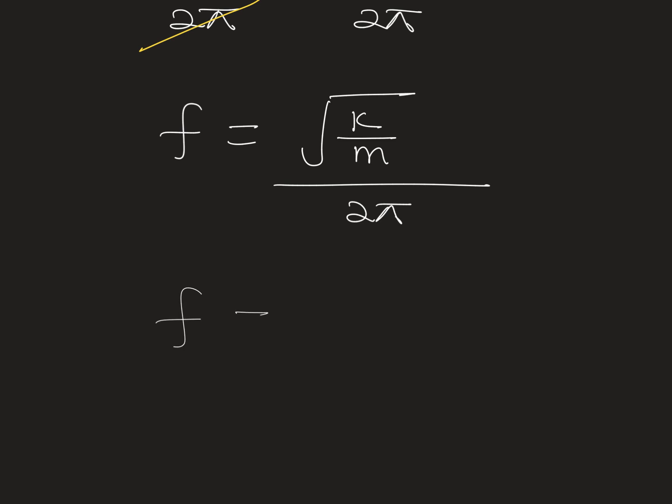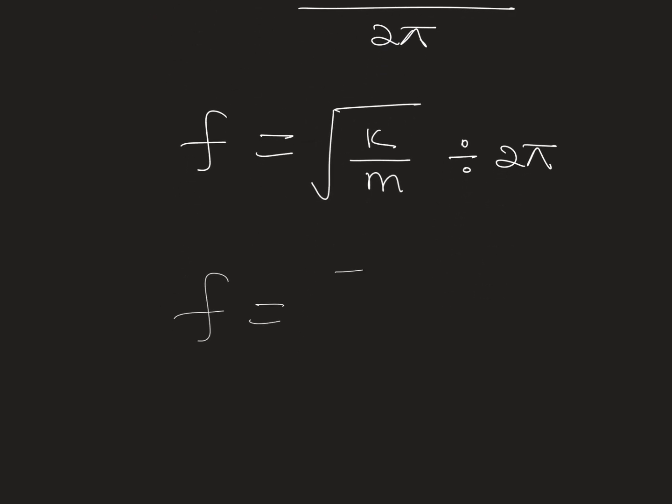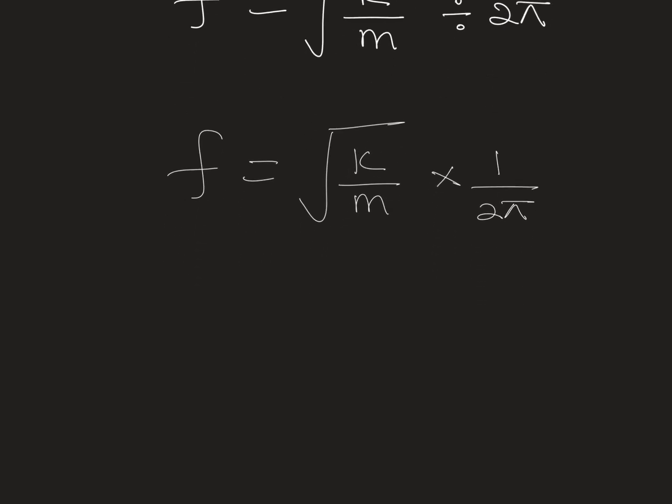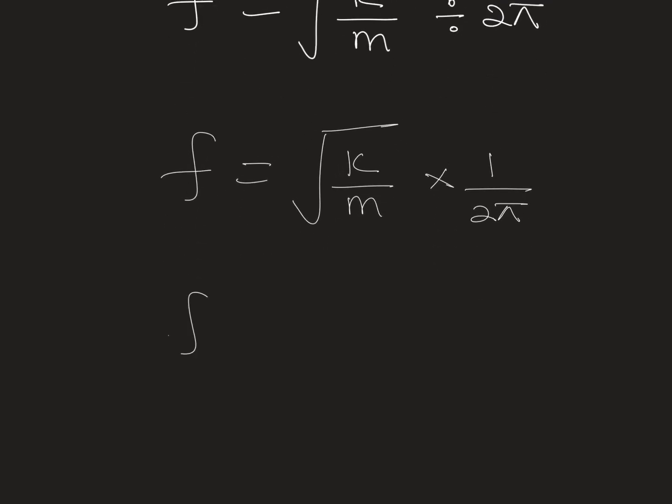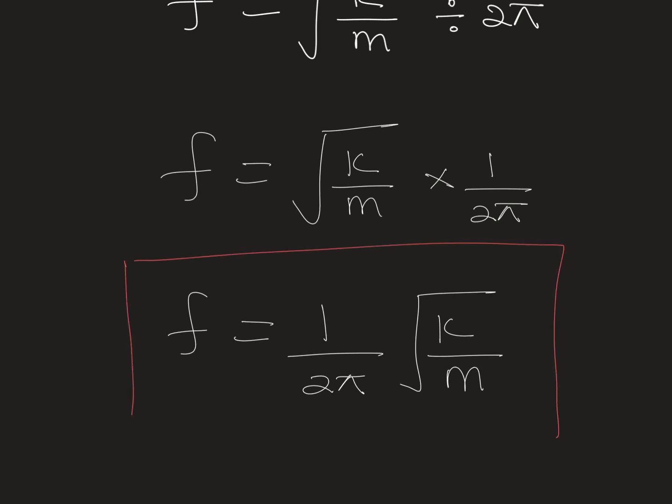Now, this is also the same as the square root of K all over M divided by 2 pi, right? So you can say F is equal to the square root of K over M times 1 all over 2 pi. So that will be the same as F is equal to, if we bring 1 over 2 pi in front, we'll have 1 over 2 pi the square root of K all over M. This is how we have the formula for the frequency. Okay.